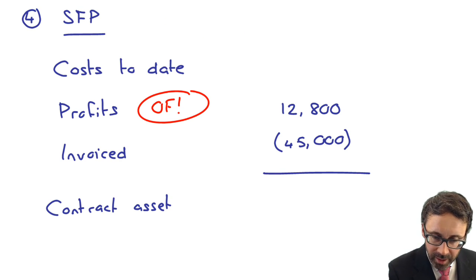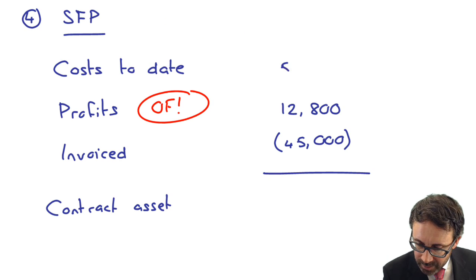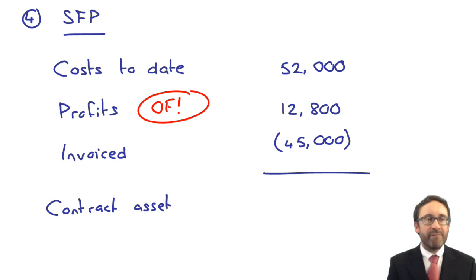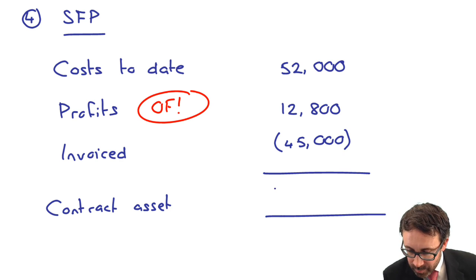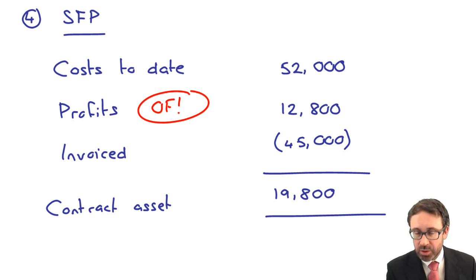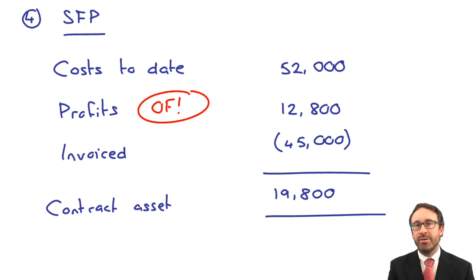So what we're recognizing there is that the costs to date are at 52,000. If we go through that, total that up, that should give you there, is it 19,800 as a contract asset that sits on the statement of financial position. There we go.